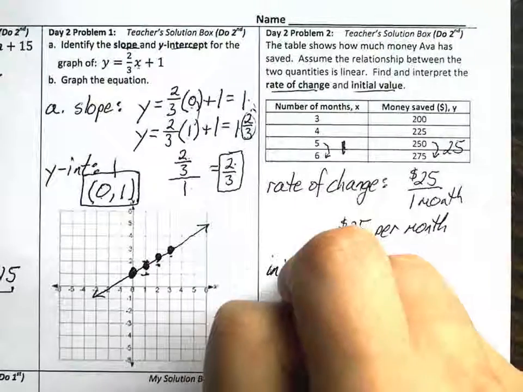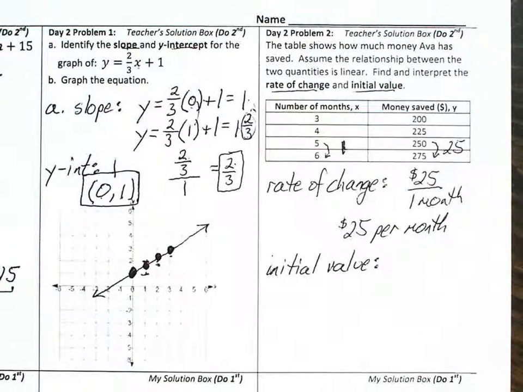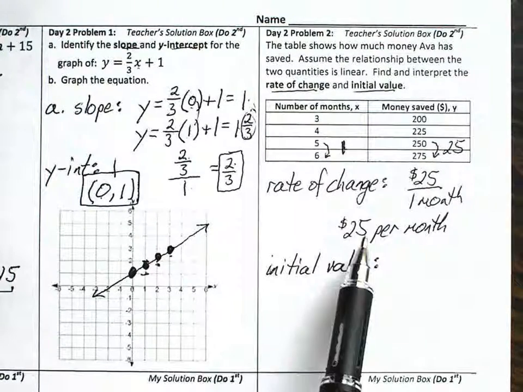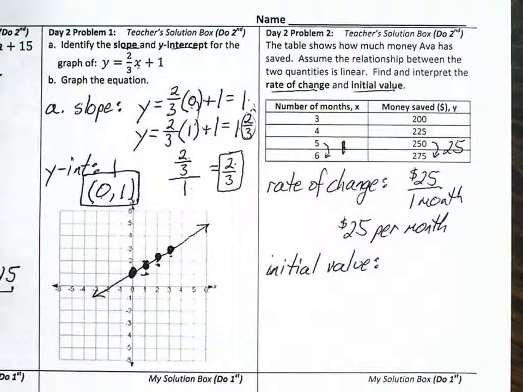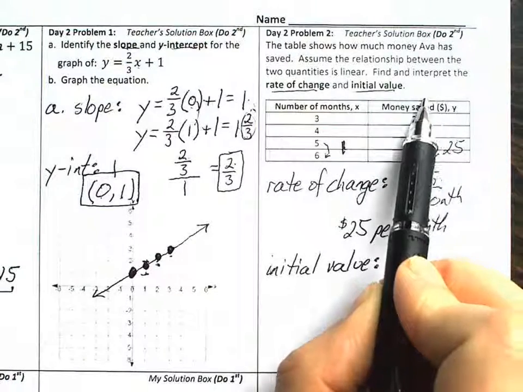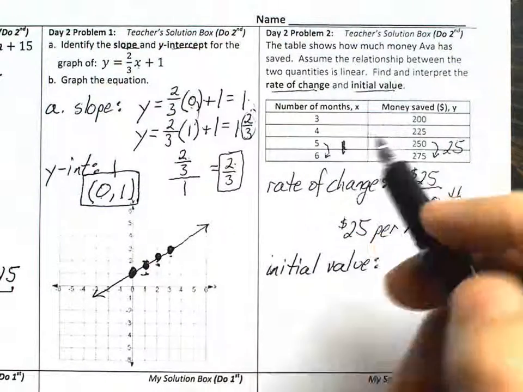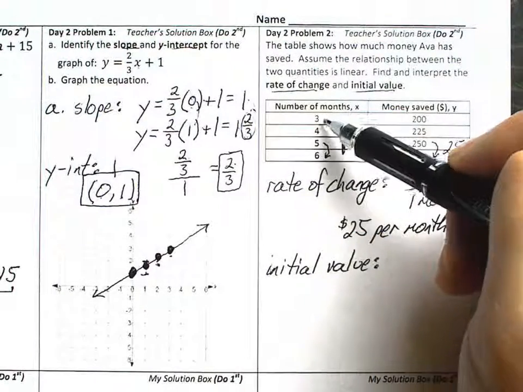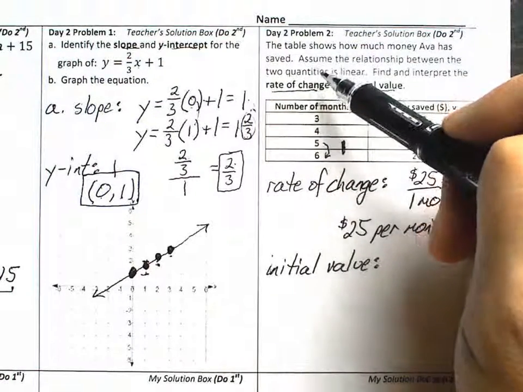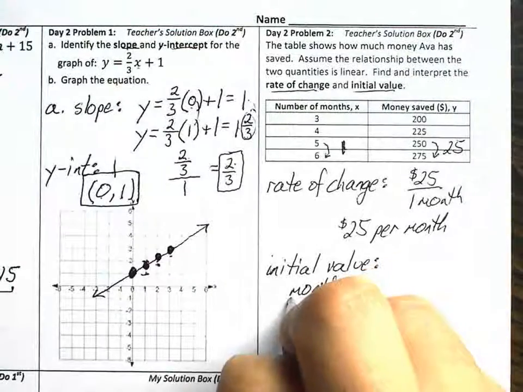Next, let's find the initial value. How much money did Ava have already to begin with before she starts this new savings plan where she's trying to increase her money by $25 per month? So the initial value is asking, what's that number in the second column of the table if the number in the first column of the table was 0? But unfortunately, the table doesn't begin with 0. It begins in the 3rd month. So we have to work backwards until we get to the row of the table where there would be a 0.